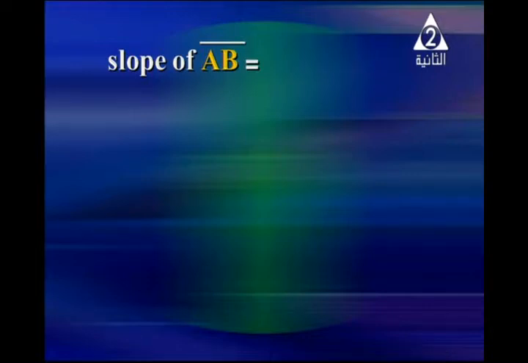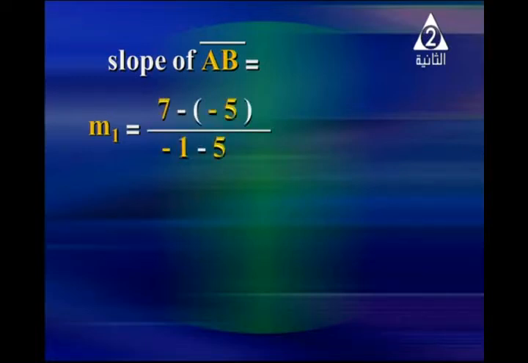We are going to denote it by M1. So M1 equals, what about the rule of the slope? It is Y2 minus Y1 over X2 minus X1. So it is 7 minus -5 over -1 minus 5 to obtain a result as 12 over -6. And this will lead us to slope number 1 will be -2.